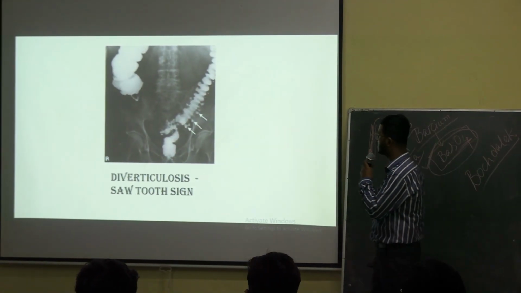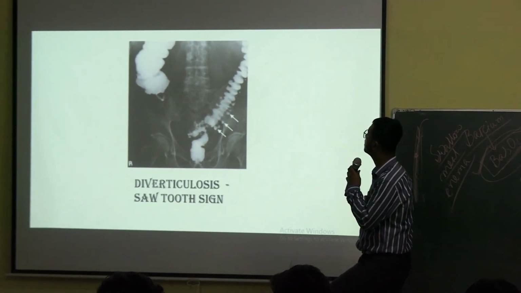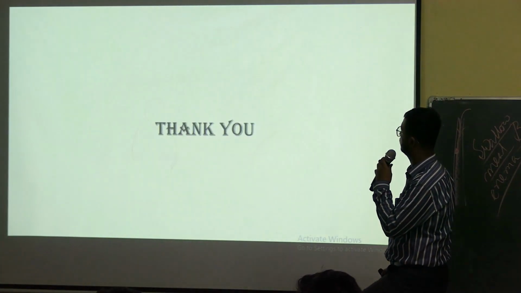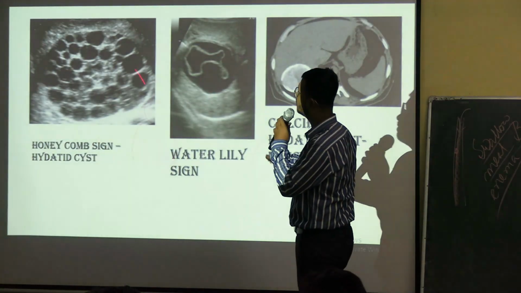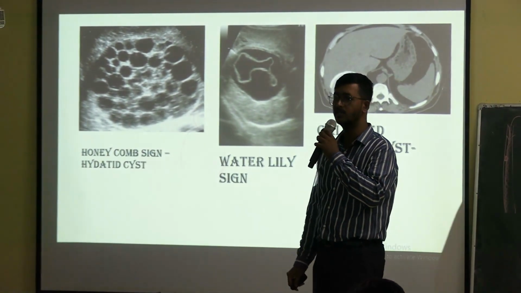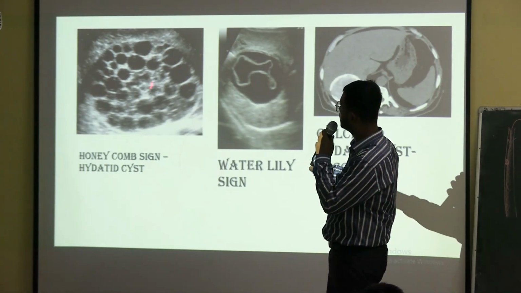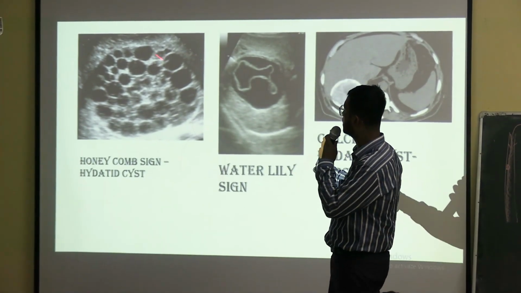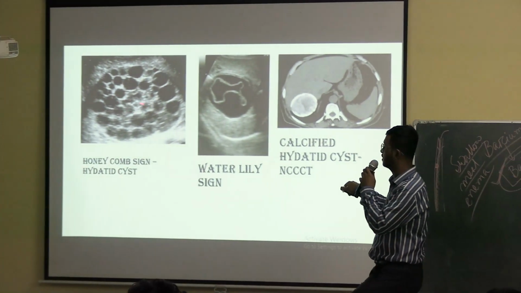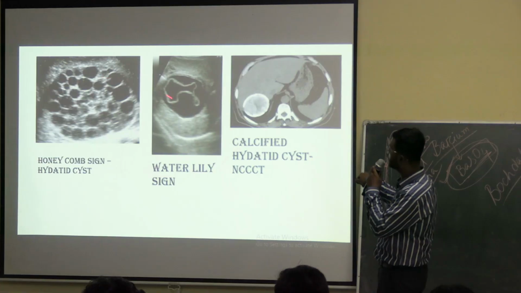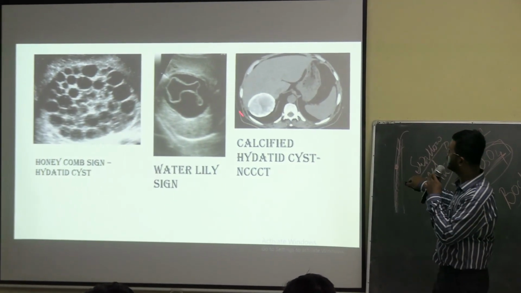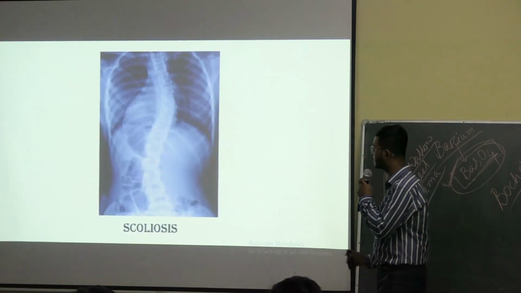It is diverticulosis, you can see the sawtooth sign. And this is an infection, I think. Basically this is an infection of Echinococcus granulosus. Here you can see the main organism giving various daughter cells, which is known as the honeycomb sign. Here you can see the same daughter cells get converted into the water lily sign, and in the end stage it becomes calcified.